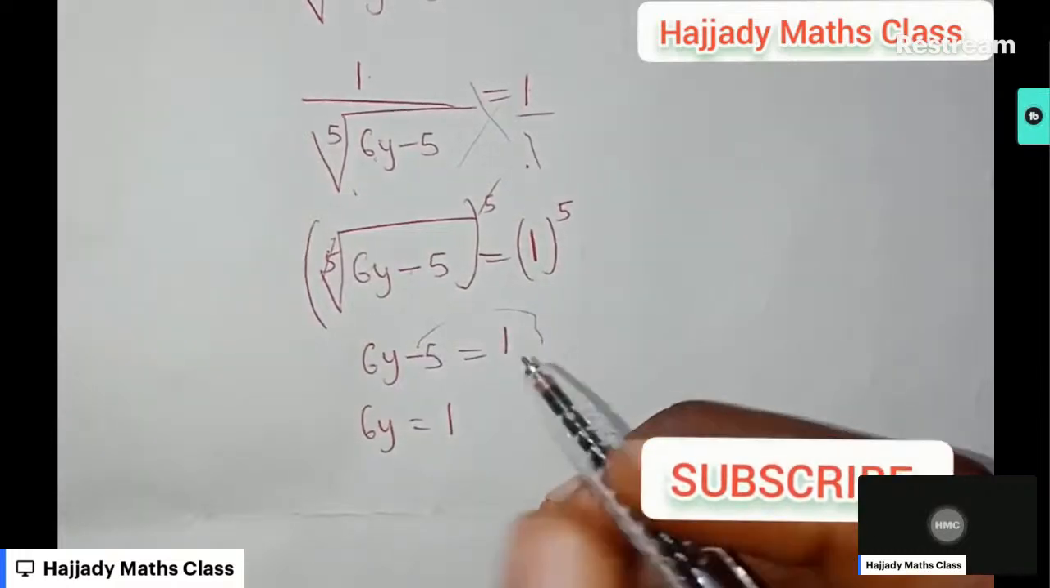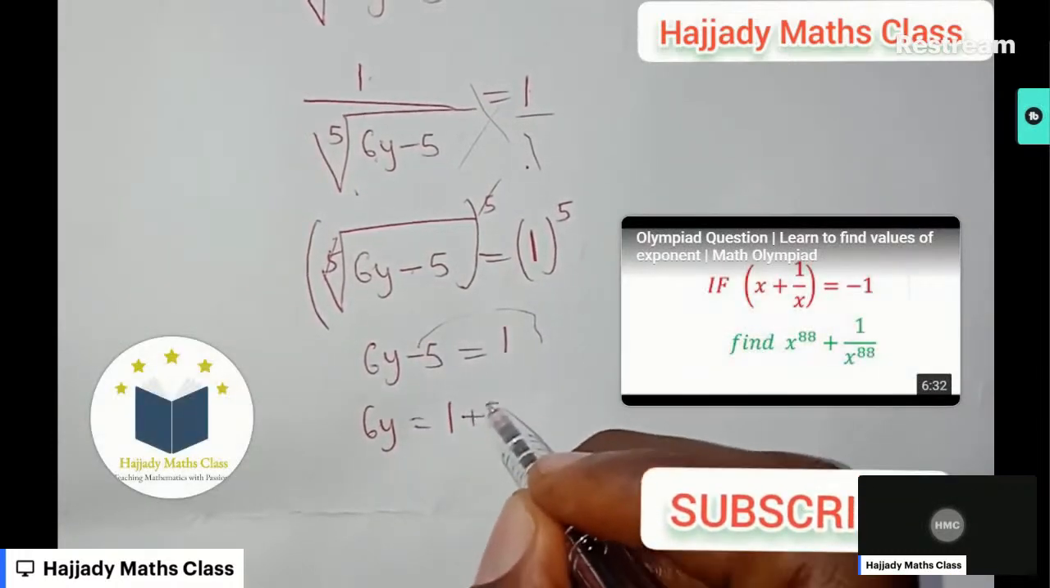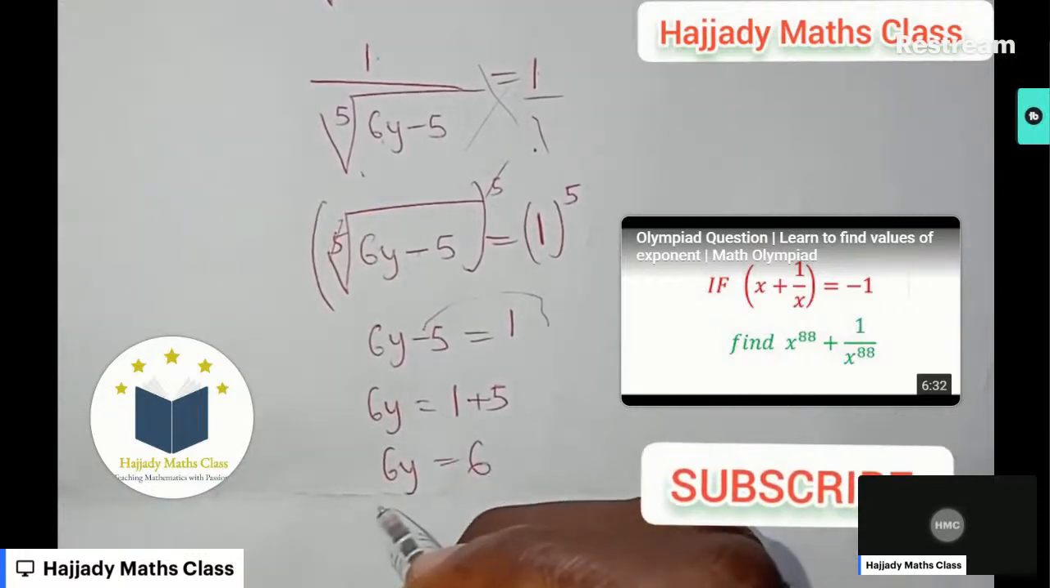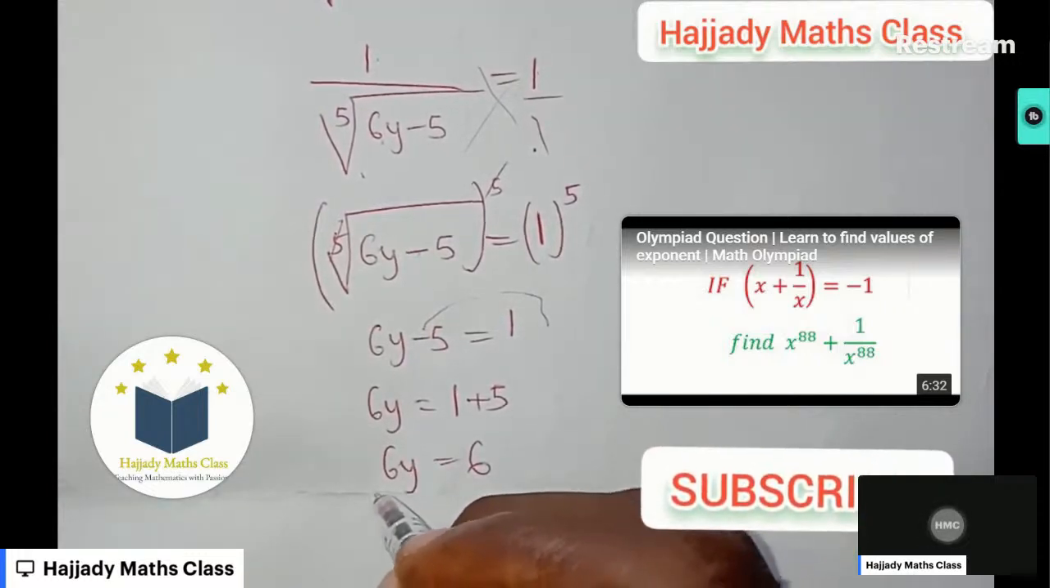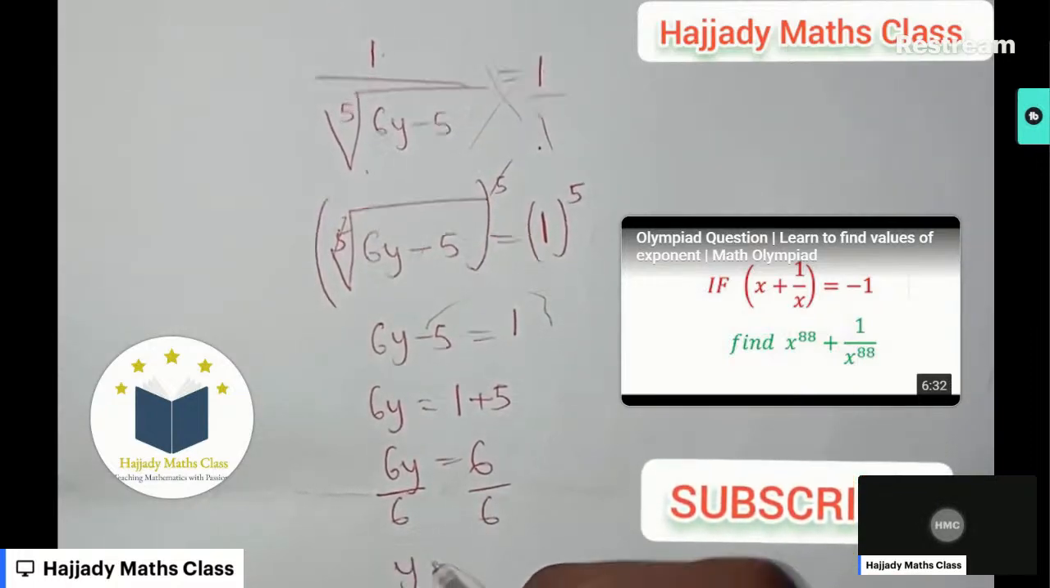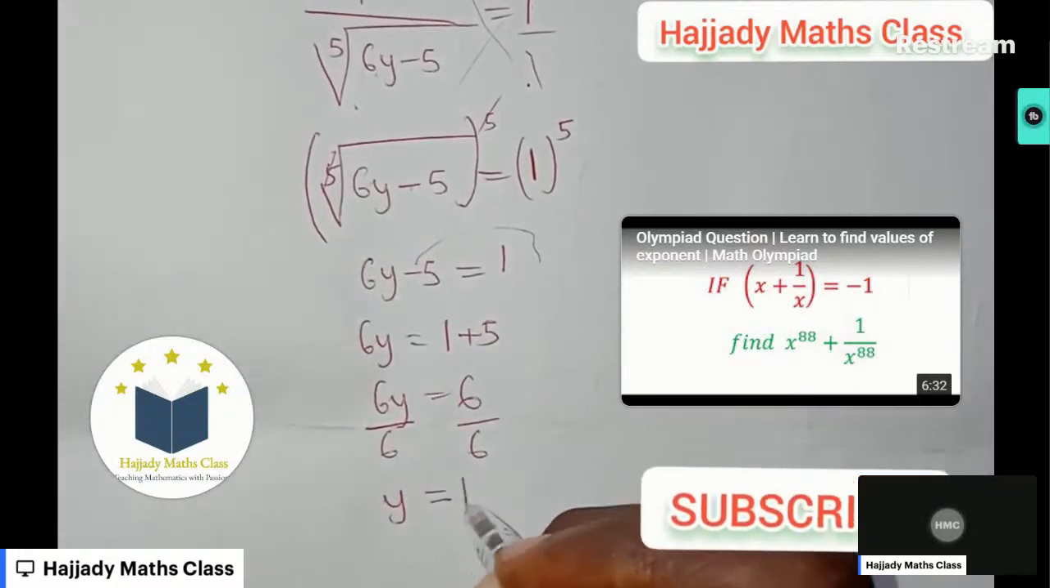If minus 5 is coming to the right hand side, it turns to plus 5. So we have 6y equals 6. Divide both sides by the coefficient of y, which is what? 6. Finally, our y equals 1.